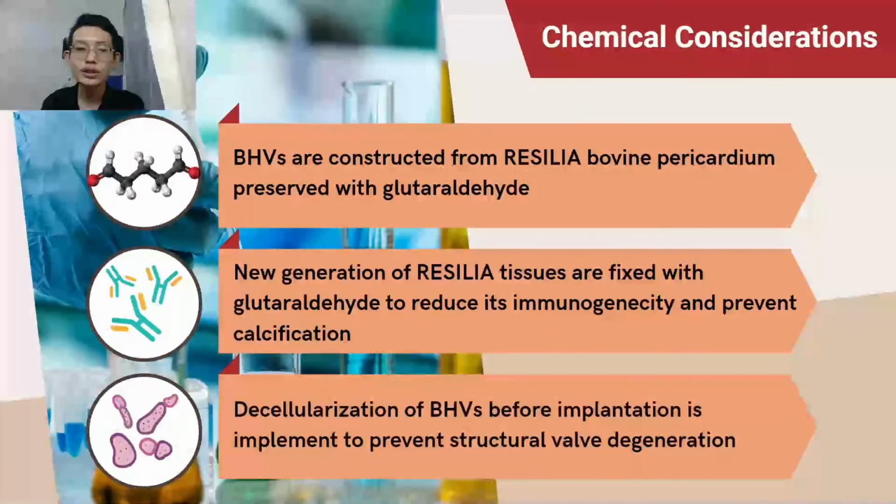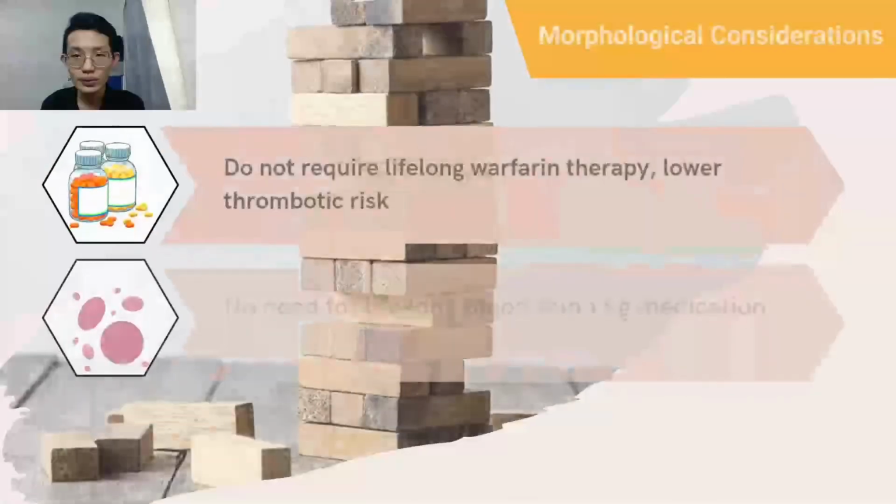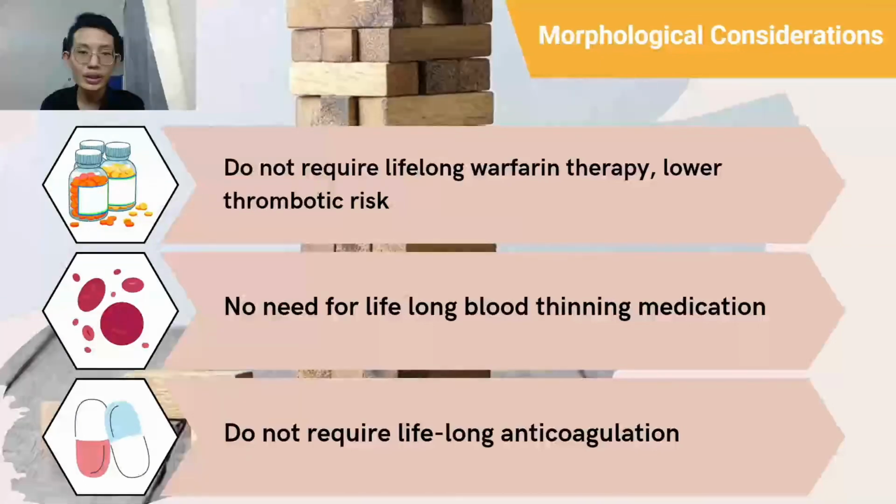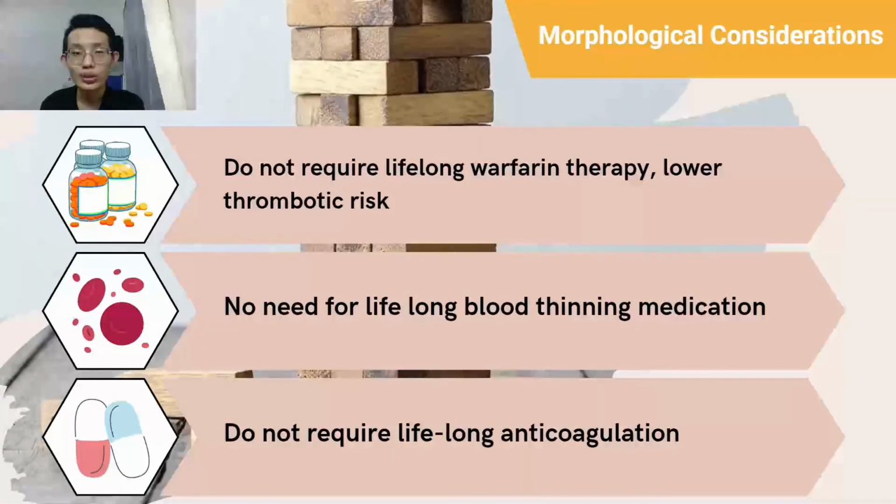For the chemical considerations, the BHV are constructed from Resilia bovine pericardium preserved with glutaraldehyde. And the new generation of these tissues are fixed with glutaraldehyde to reduce its immunogenicity and prevent calcification. Decellularization of BHV before implantation is to prevent structural valve degeneration. For morphological considerations, the valve does not require any lifelong warfarin therapy, which lowers the thrombotic risk. The valve has no need for lifelong blood thinning medications and does not require lifelong anticoagulation.